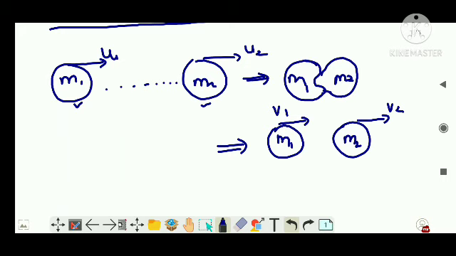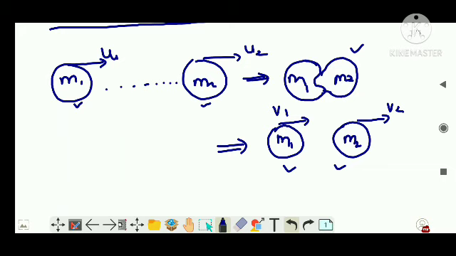See, after collision M1 and M2 are actually deformed, but later, in just a fraction of a second, they again regain their shape. This is an example of a perfectly elastic collision. Right? This is actually the perfectly elastic collision.